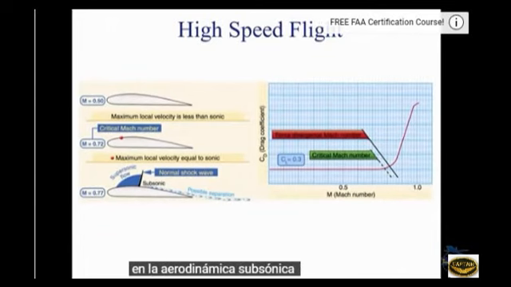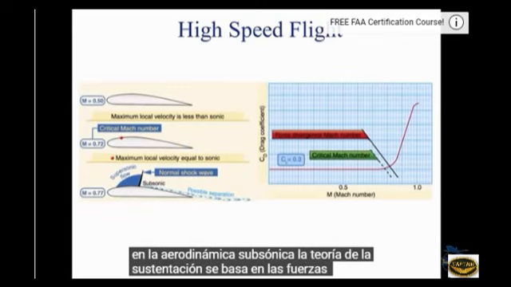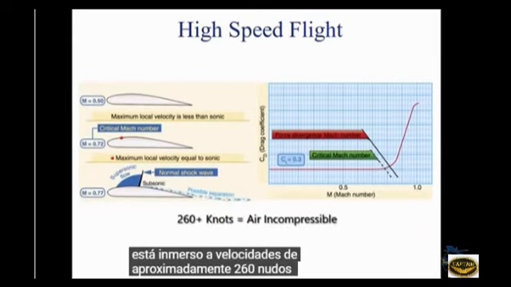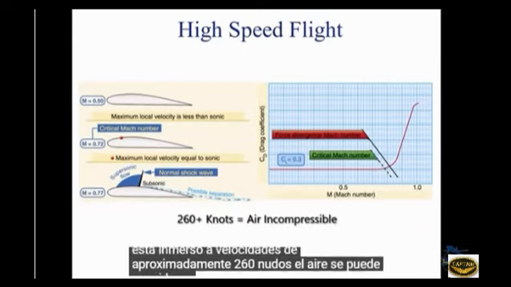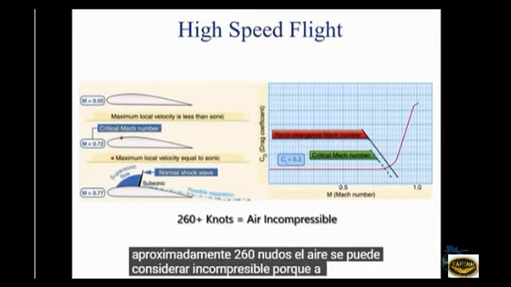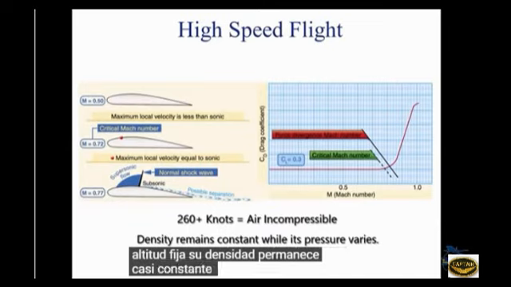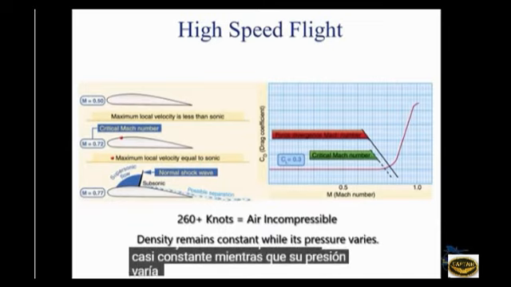In subsonic aerodynamics, the theory of lift is based upon the forces generated on a body in a moving gas, air, in which it is immersed. At speeds of approximately 260 knots, air can be considered incompressible, in that, at a fixed altitude, its density remains nearly constant, while its pressure varies.